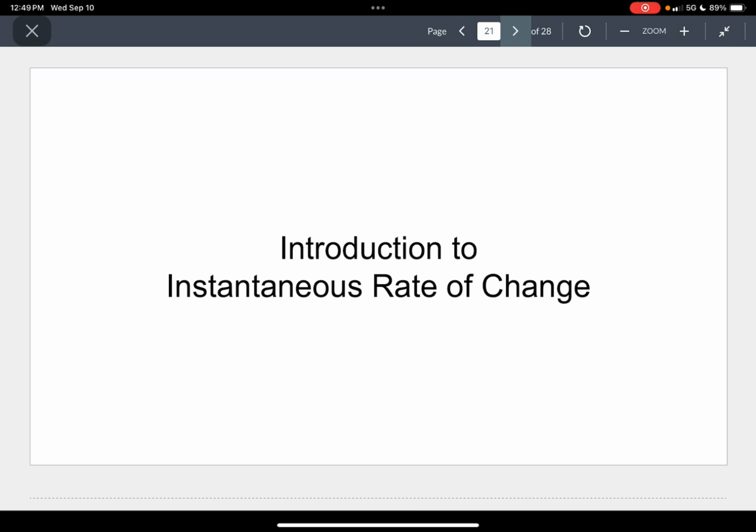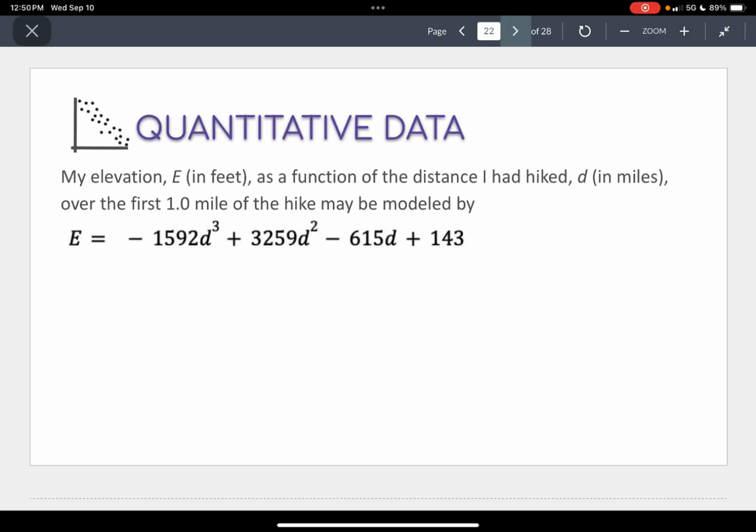We are now going to continue our discussion by investigating instantaneous rates of change. My elevation E in feet as a function of the distance I had hiked d in miles over the first mile of the hike may be modeled by this function. E is equal to negative 1,592 d cubed plus 3,259 d squared minus 615 d plus 143. Again, this is a model for how my elevation is a function of the distance I had hiked.